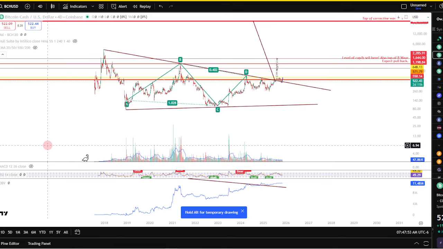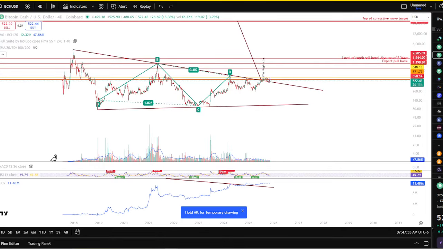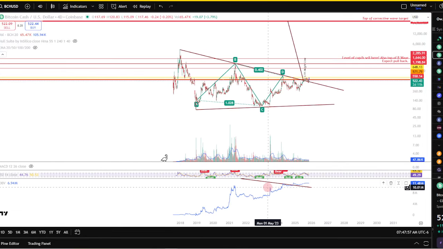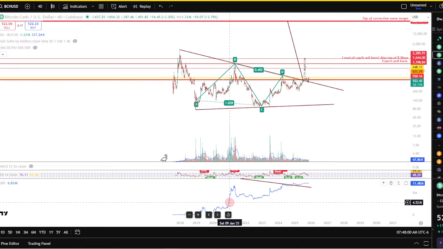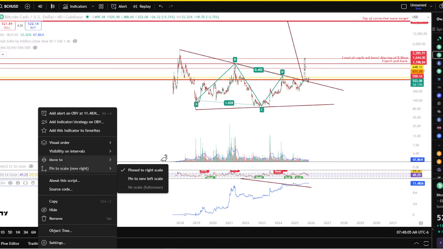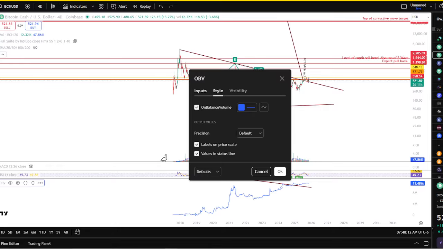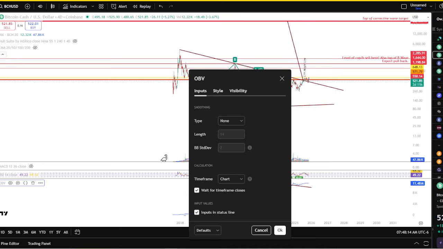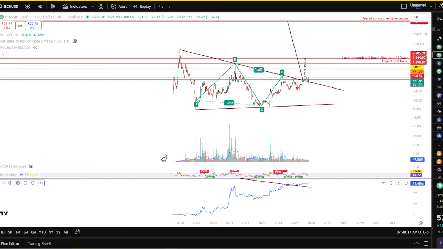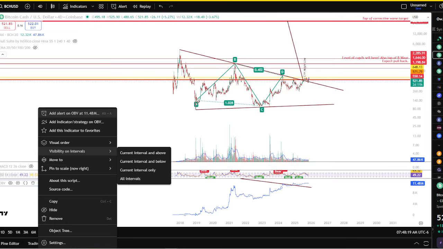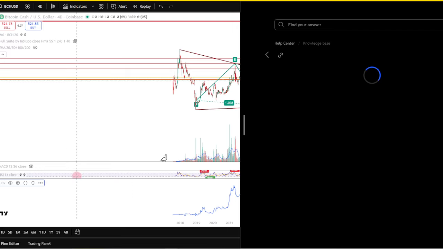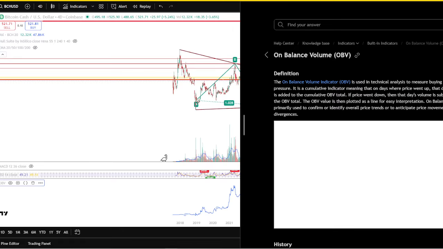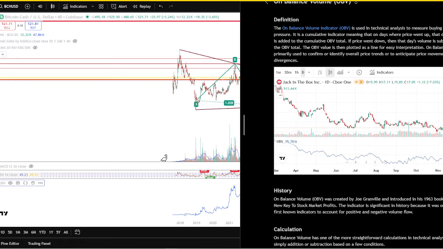So, anyway, how do we know this is an accumulation pattern? Well, this line here at the bottom, you see all this here? This is OBV. Crap, now I'm going to mess up. Let's go to settings. I forgot what to call it about this script. So this is called on balance volume.